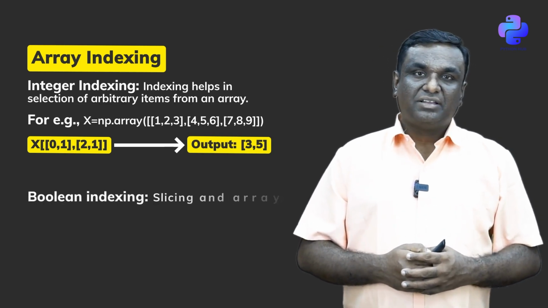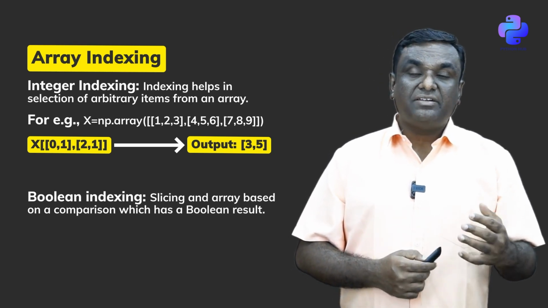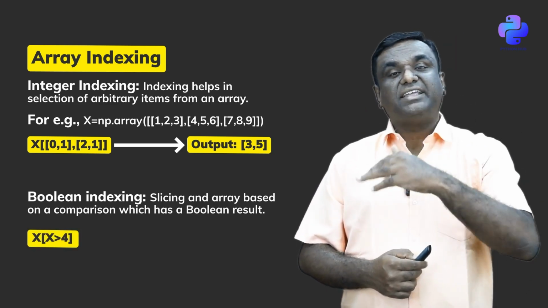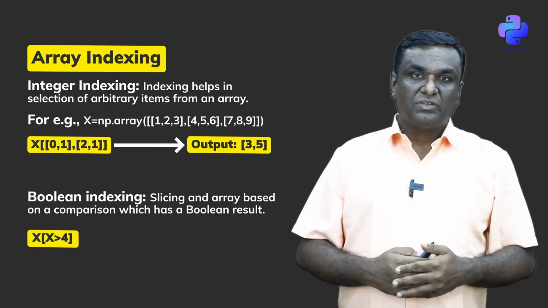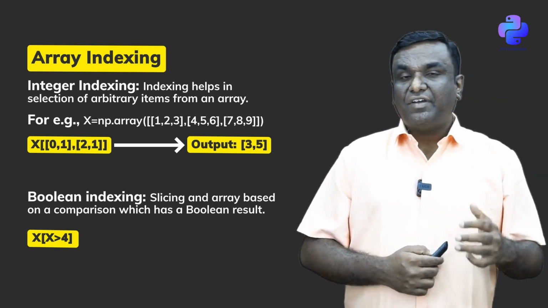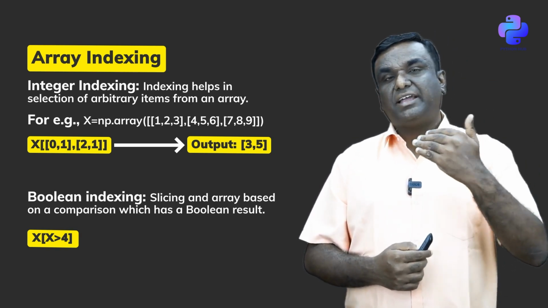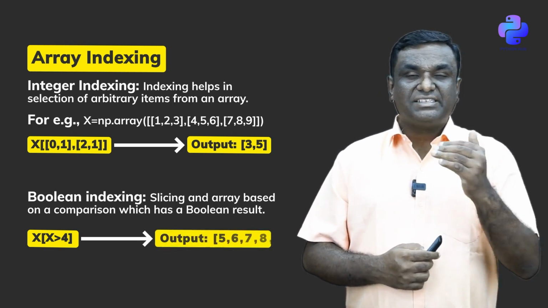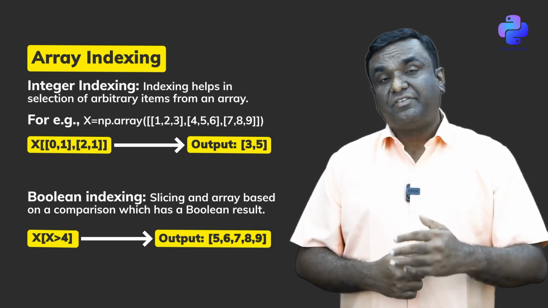Boolean indexing is also another type of indexing that I can apply on arrays. Slicing an array based on a comparison which has a Boolean result. Like x[x > 4] means pull all the elements whose values are greater than 4. For example, the array that we were discussing, 1, 2, 3, 4, 5, 6 and 7, 8, 9. If I have to pull all the elements which are greater than 4, when I apply x[x > 4], as you can see on the screen, I'd be able to retrieve the values 5, 6, 7, 8 and 9 easily. This is how I access different elements in an array.